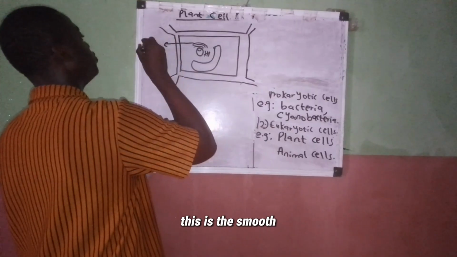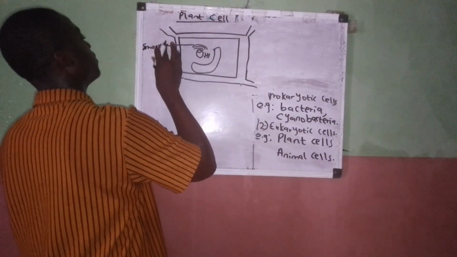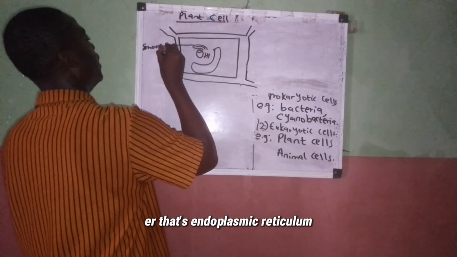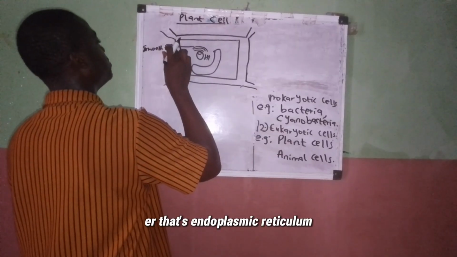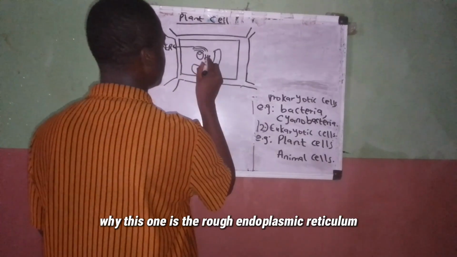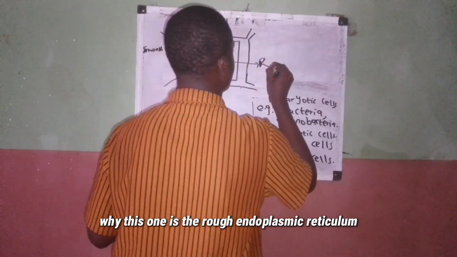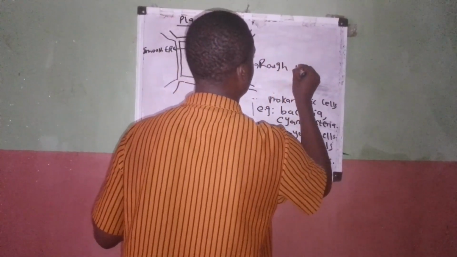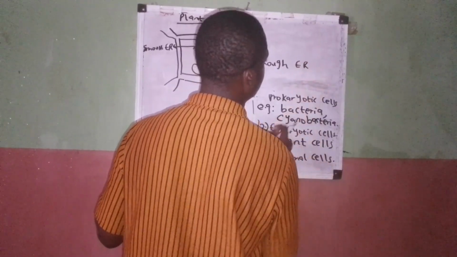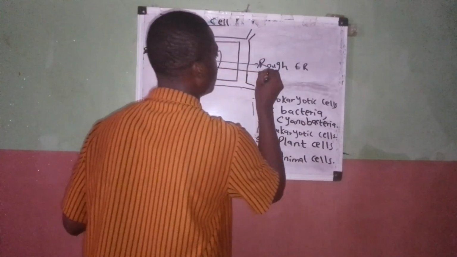This is the smooth ER, that's endoplasmic reticulum. Smooth endoplasmic reticulum. Whereas this one is the rough endoplasmic reticulum. This is the vacuole.